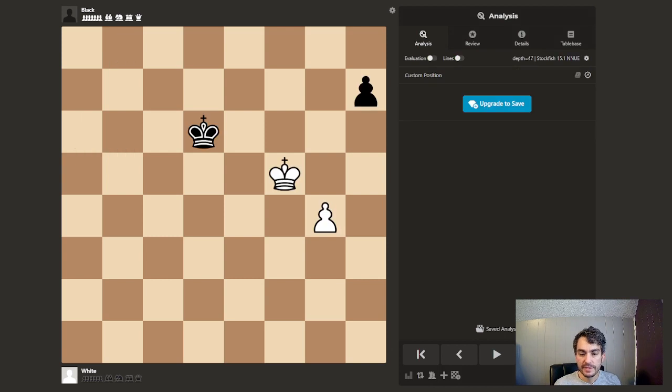All right, so this one is black to move here. Obviously, he's trying to draw. I think I'm trying to figure out if we can just move our king over. So we move our king, they move towards our pawn. I don't really see how they ever make progress.